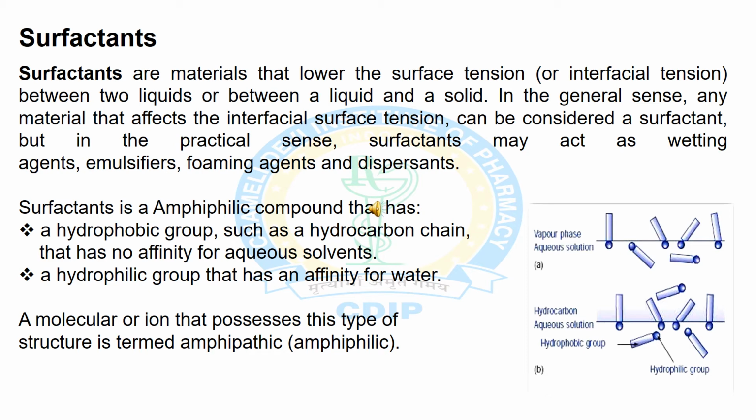The surfactant molecule is an amphiphilic compound, that is, it contains both a hydrophilic region as well as a hydrophobic region. Hydrophobic groups, like hydrocarbon chains, have no affinity for aqueous solvents, and the hydrophilic group has affinity for water molecules. A molecule or ion that possesses this type of structure is termed amphiphilic or amphipathic. As shown in the figure, a molecule of surfactant is shown in which both the hydrophilic region as well as the hydrophobic region are shown.